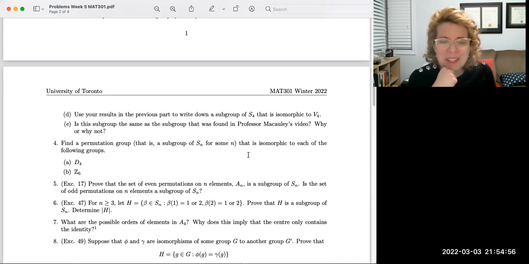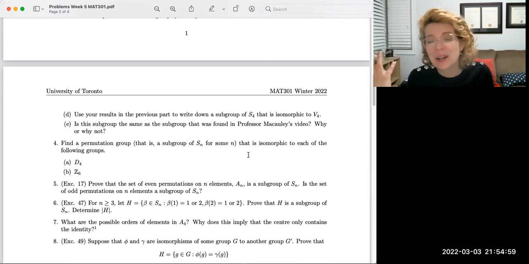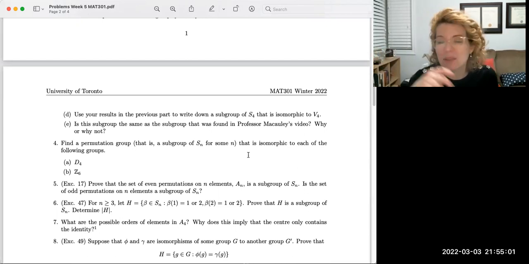Is the set of odd permutations a subgroup? Well, there's a reason we don't talk about it. It's not a subgroup, and the reason is that we're missing the identity, of course.